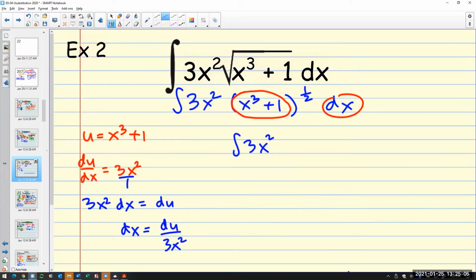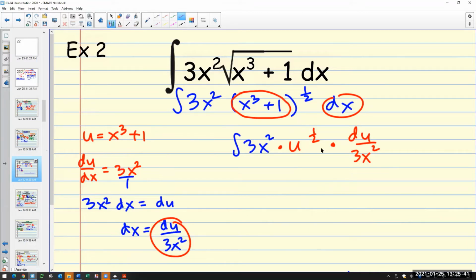This is my u, so I'm going to replace that with u. I still have a 1/2. This dx is right here, so that's du over 3x squared. Okay, what did I do? I replaced 2 things, my u and my dx. If I didn't circle it, I copy it. Then my goal here is to get everything in terms of u's. Sometimes you don't have any x's here, and that's great. But I do have x's here, so I have to ask myself, do my x's cancel out using real algebra? You have to use real algebra.